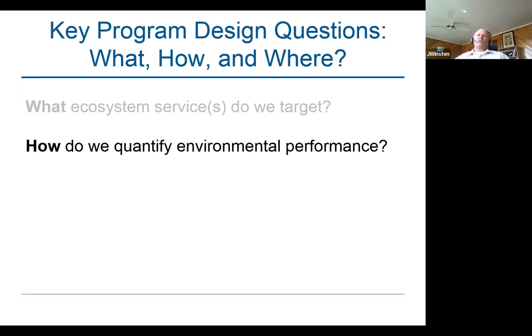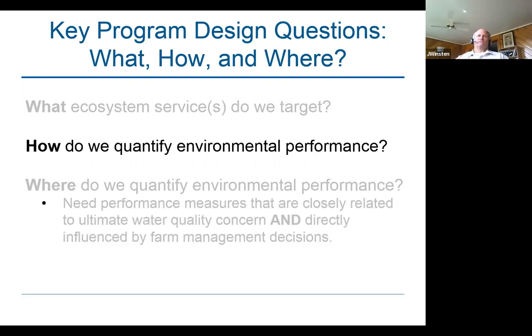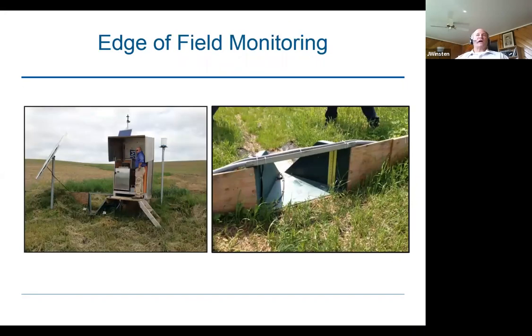So a few words on how we quantify environmental performance. You can have edge of field monitoring, and these pictures on the left are from a place where we worked in Wisconsin. That's a research station, so obviously it's a lot of money and a lot of work, and it's not practical. Even something smaller, like a flume at the edge of a field to capture runoff, is not really practical. We're not going to do that at the edge of every field, and I'm not sure we really want to.